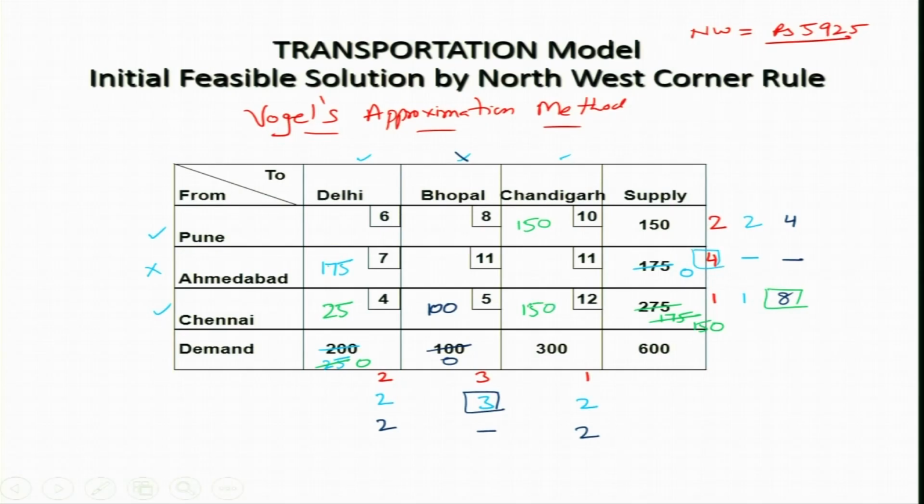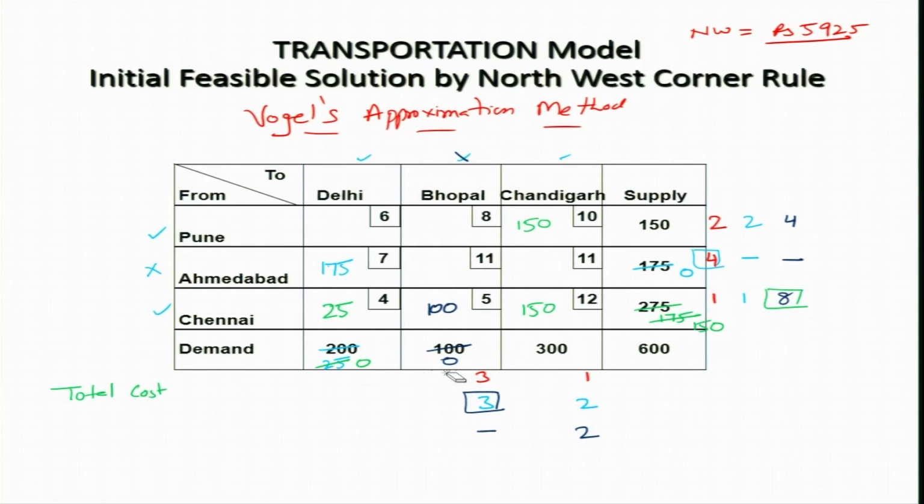So, in this you will find that there is a balance: 175 plus 25 is 200, 100 is 100, 150 plus 150 is 300, and we can see row wise also 150, 175, and 25 plus 100 plus 150 is 275. And now calculate the total cost. Now calculate the total cost by using Vogel's approximation method.